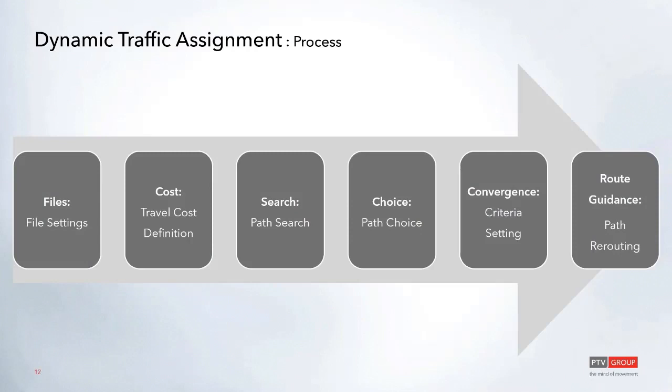So this is kind of the process for all of the different parameter setups that we're going to go through today. So we're going to take a look at all of the different files that are involved, how vehicles are going to come up with the cost definition for all of these different paths, some options for actually searching for the paths and then making that path choice, and then looking at some of the criteria that we can set up to determine when a solution has converged. And then finally, we're going to look at this last option here for route guidance.